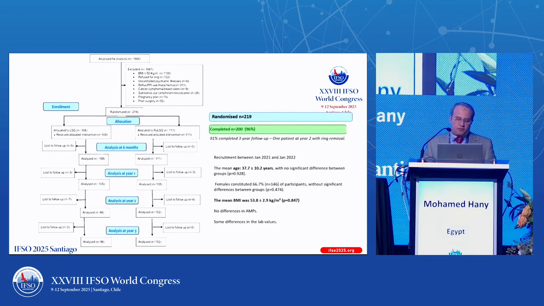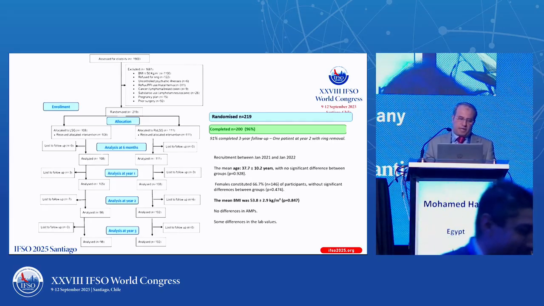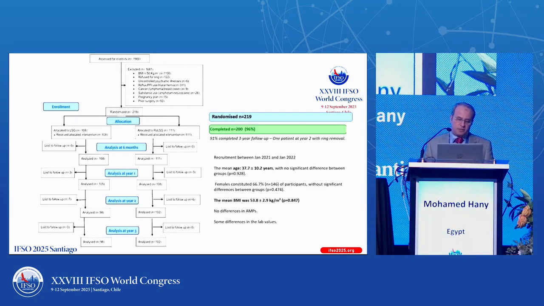So we recruited the patients from January 2021 to January 2022, where there were 1,900 patients. After the application of exclusion criteria, we randomized 218 patients. As usual, the cohort was predominated by females. The age was not different between the two groups, and the BMI also was not different between the two groups of patients. The mean BMI was 53.8 kilograms per meter squared, and the strong part here is that 200 patients completed the full follow-up.